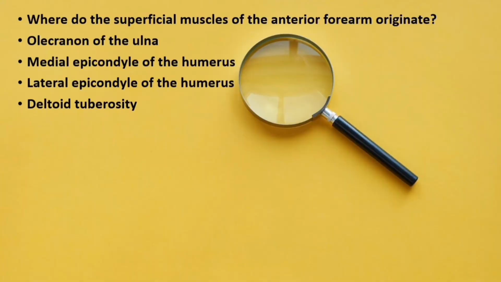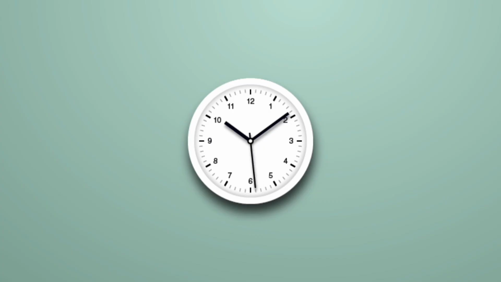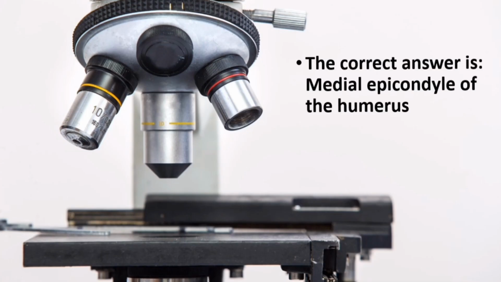Quiz. Where do superficial muscles of the anterior forearm originate? Olecranon of the ulna. Medial epicondyle of the humerus. Lateral epicondyle of the humerus. Deltoid tuberosity. The correct answer is medial epicondyle of the humerus.